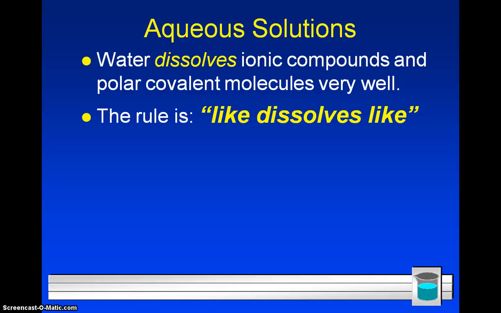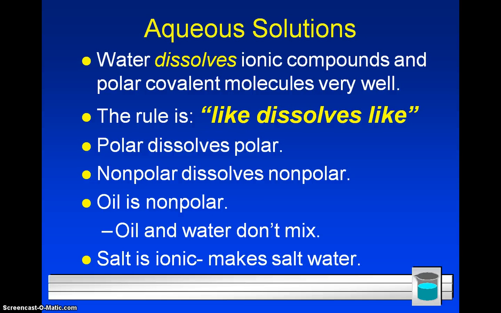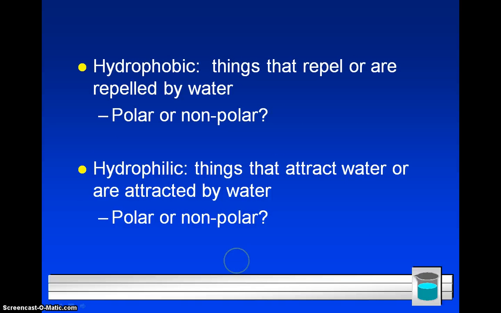Water also dissolves polar covalent compounds. So the rule for dissolving in terms of polarity is that like dissolves like. So polar things will dissolve other polar things, and nonpolar things dissolve nonpolar things. So oil is considered nonpolar, so that's why oil and water do not mix. Salt is ionic, so it has a positive and negative end, and that's how we make salt water.